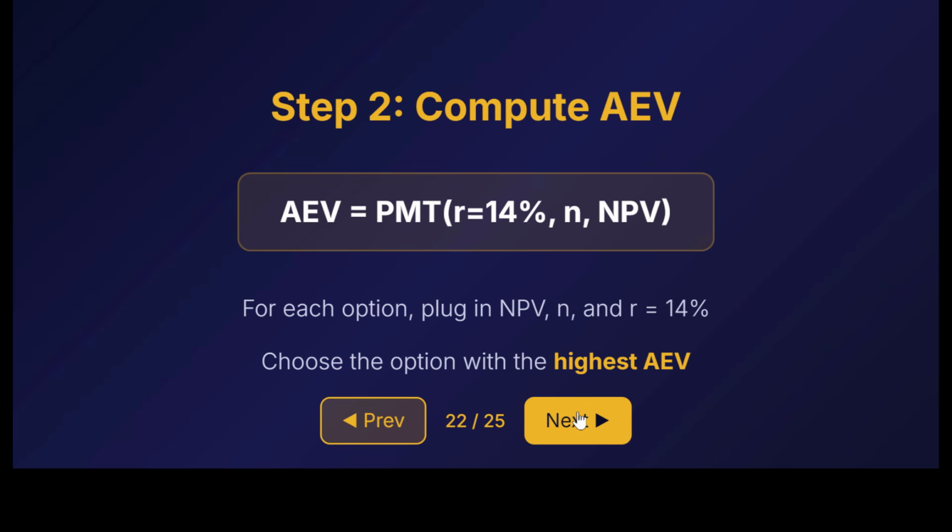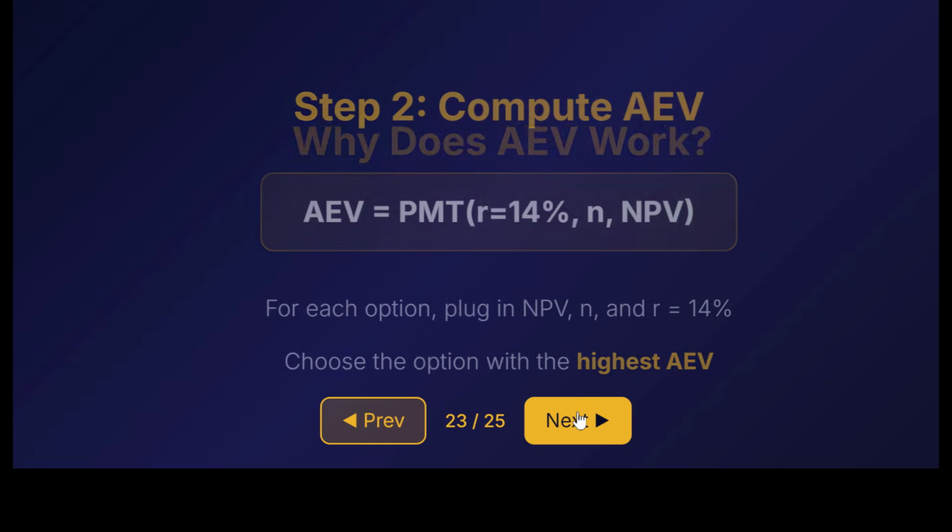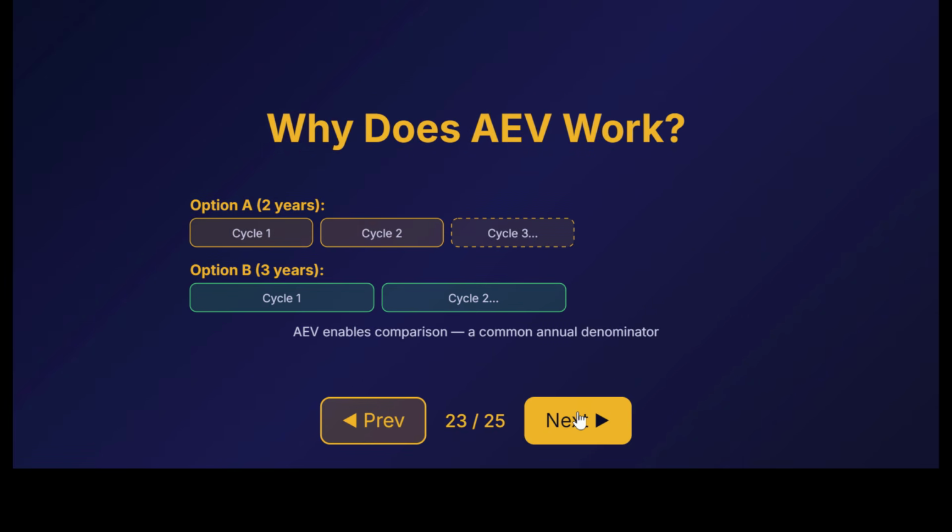9. Why AEV is necessary. AEV works because it normalizes the NPV to a per-year basis. A short cycle that is repeated many times is placed on equal footing with a long cycle. Think of it as finding a common denominator. AEV converts every option into the same unit value per year, so they can be compared fairly.